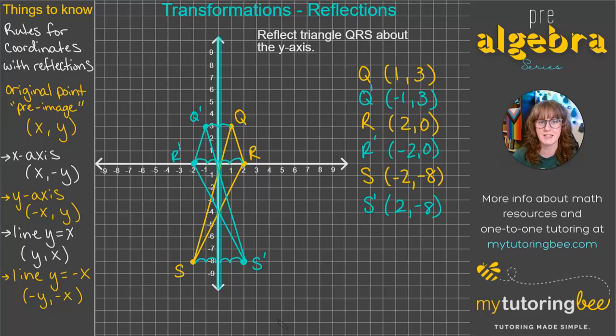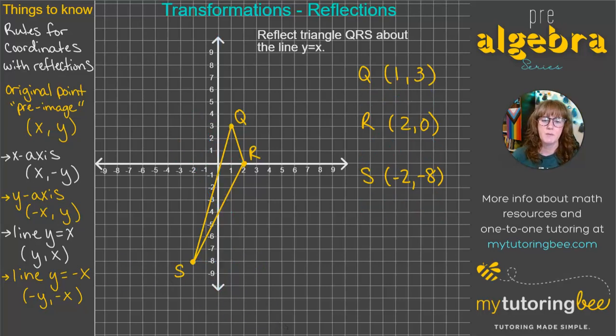Okay, let's take a look at that next problem. In this next problem, our directions say reflect triangle QRS about the line y equals x. So again, we're working with that same triangle that we did for the first 2 examples, but now the line y equals x is actually that diagonal line. It starts at the origin and it goes perfectly through all of our squares.